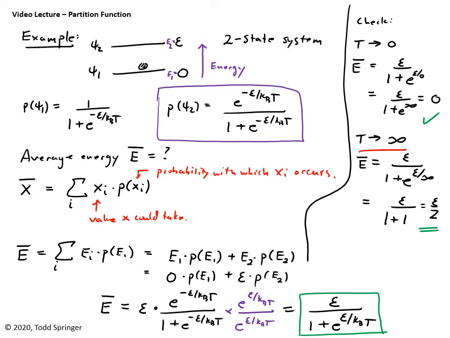We worked out all the probabilities that the atom could be in any state, and we also worked out the average energy of the system using this formula here.